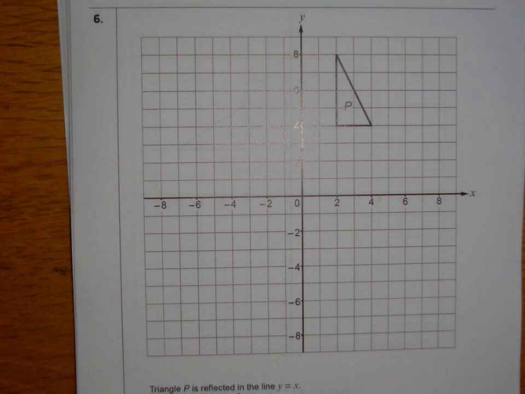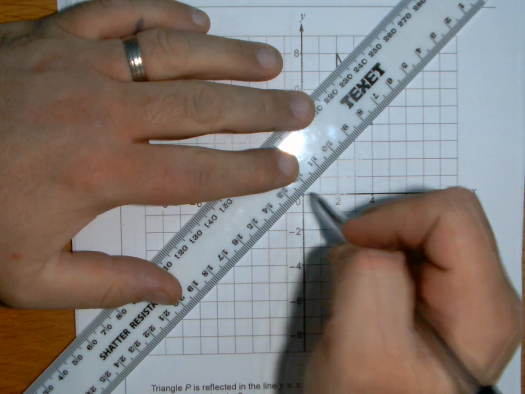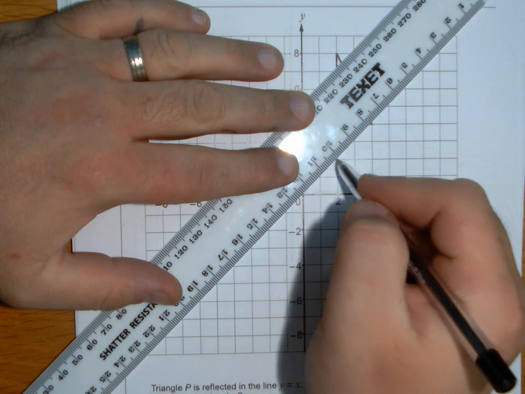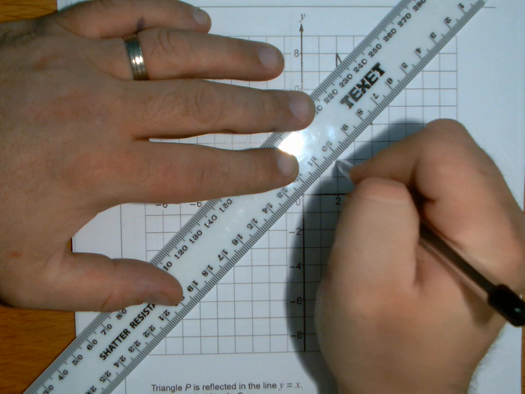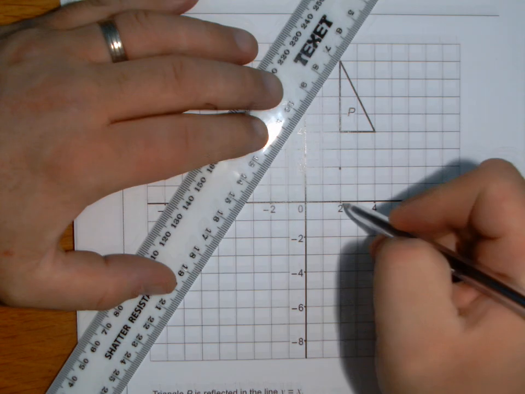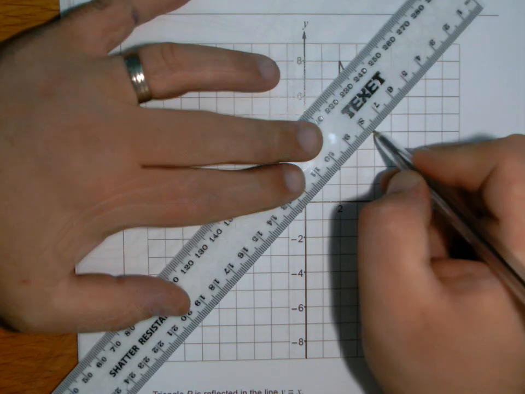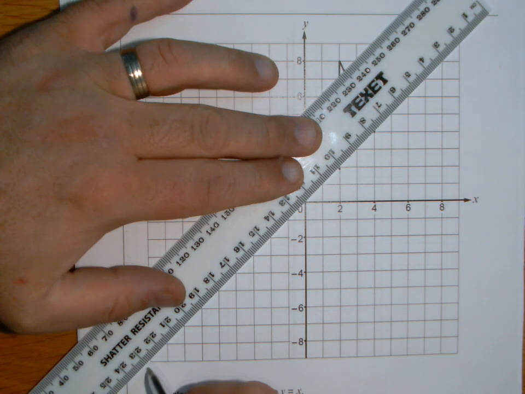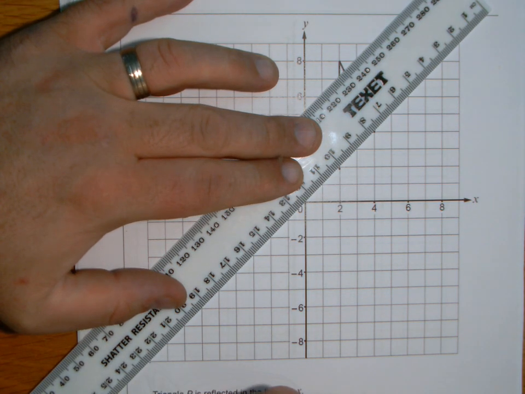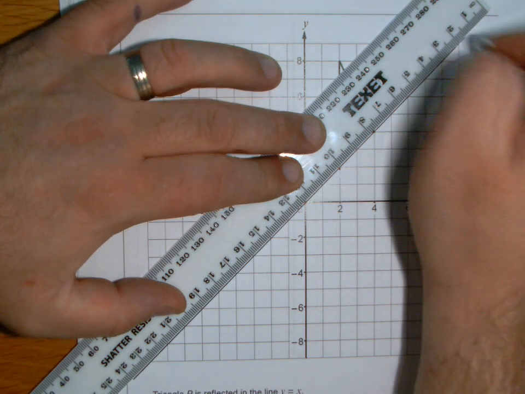Question 6. Triangle P is reflected in the line y equals x. So the line y equals x, remember, is a diagonal that goes through 45 degrees, yeah? But you just need to make sure that it goes through that point there. So when x is 2, y is also 2. When x is 4, y will also be 4. So it goes through those points there. So we need to make sure that's the case down here as well. So be careful to line your ruler properly so that it is appropriate. So that's line y equals x.